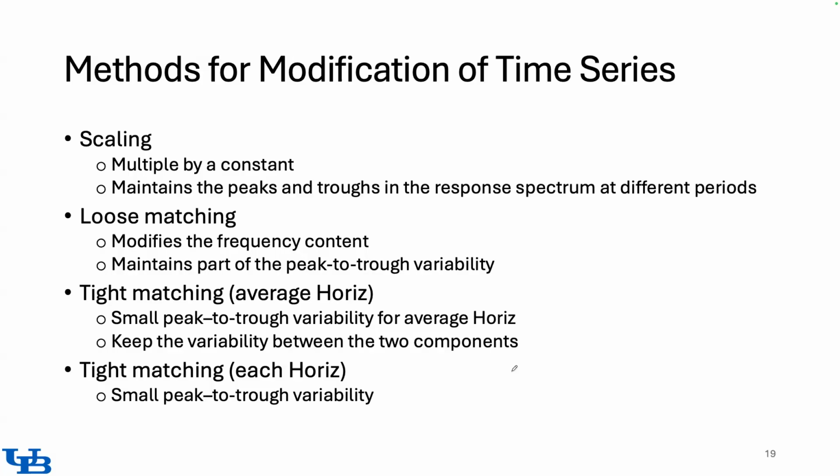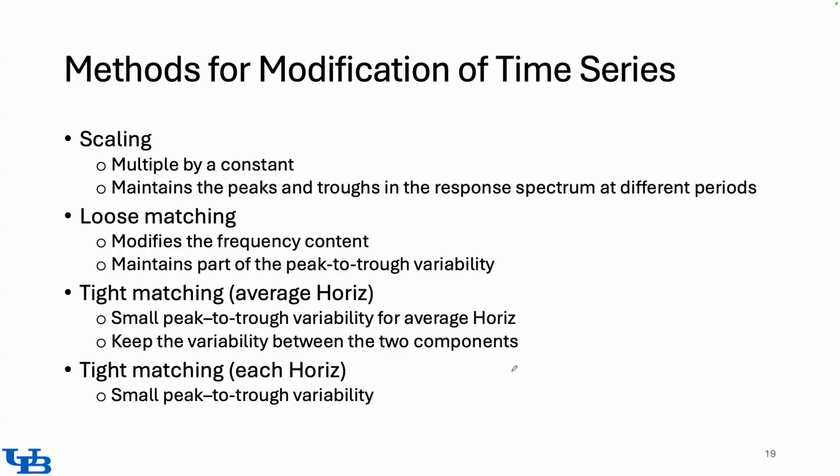If we want to modify the time histories, then we can go through different options to modify the frequency content so that we bring the spectrum of each time series closer to the target. And that is suppressing part of the variability. Depending on whether we want to tightly match the target spectrum or loosely match it, we suppress different components of the variability.